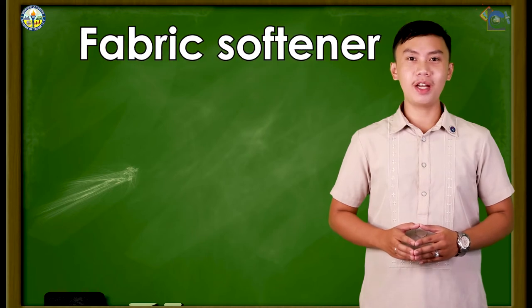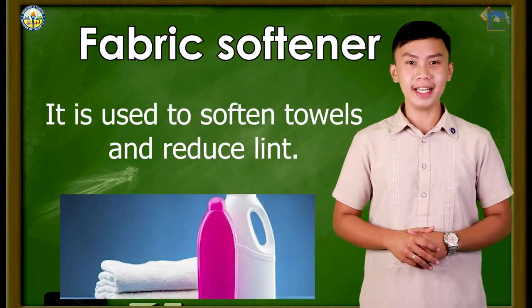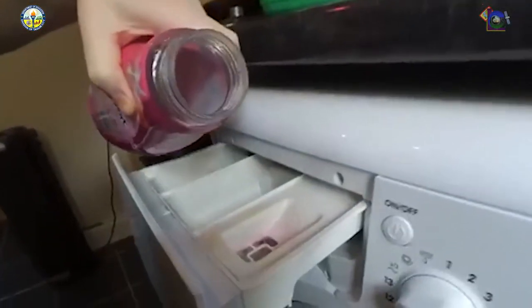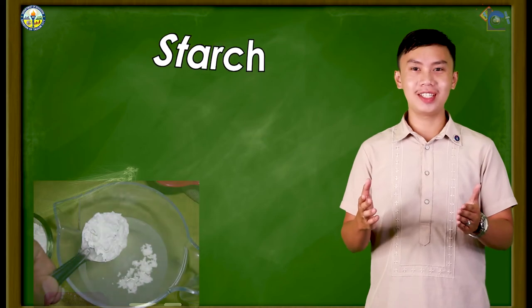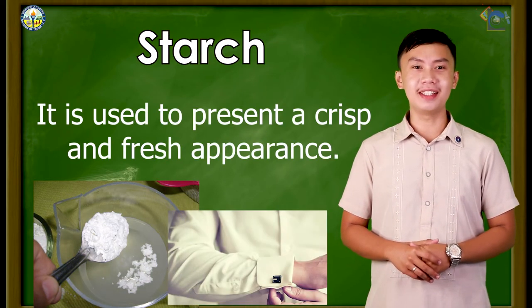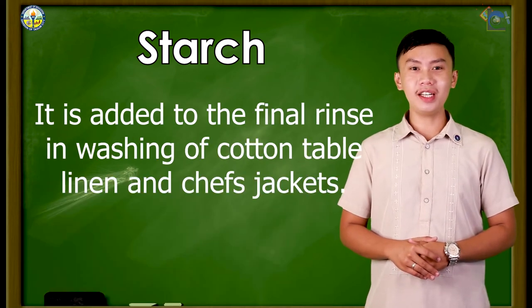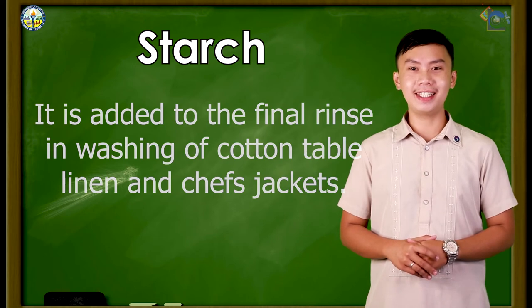Third is the fabric softener. It is used to soften towels and reduce lint. It helps in the ease of the ironing of the sheets. Fourth, we have starch. It is used to present a crisp and fresh appearance. It is added to the final rinse in washing of cotton table linen and chef's jackets.